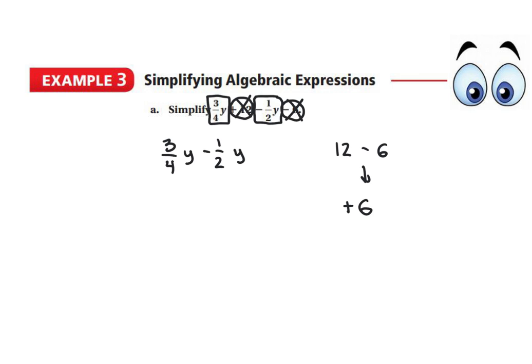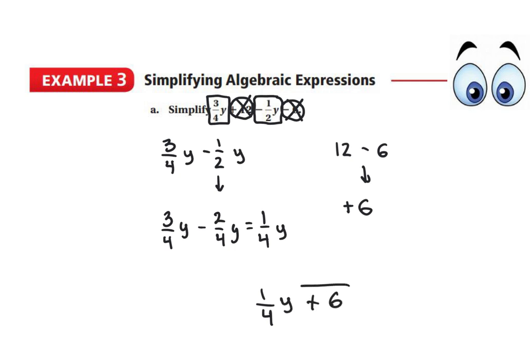Now I just need to take care of 3/4 y minus 1/2, so I need to rewrite with a common denominator. 3/4 y minus 2/4 y. That is 1/4 y. And now I can rewrite, combining 1/4 y plus my constant of 6.